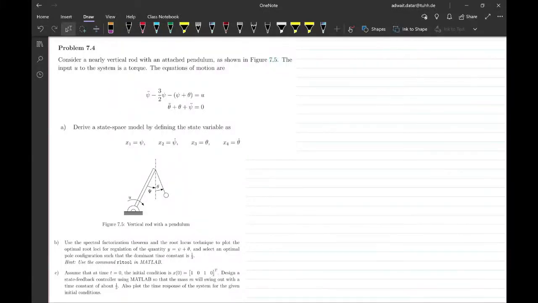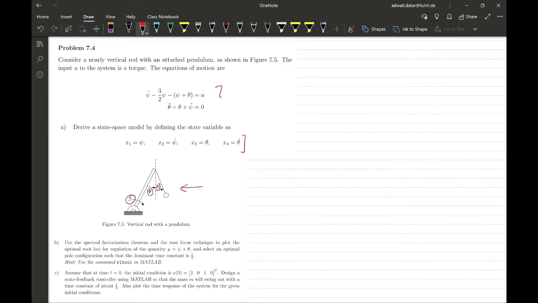So we see problem 7.4 on the screen now. Let's have a look at the problem first. We are given a figure which shows the physical system. We basically have a pendulum on a rod system where the rod can be actuated by a force or a torque U, and the different state variables are the psi and the theta, the angles made by the rod and the pendulum with the vertical direction, and their derivatives.